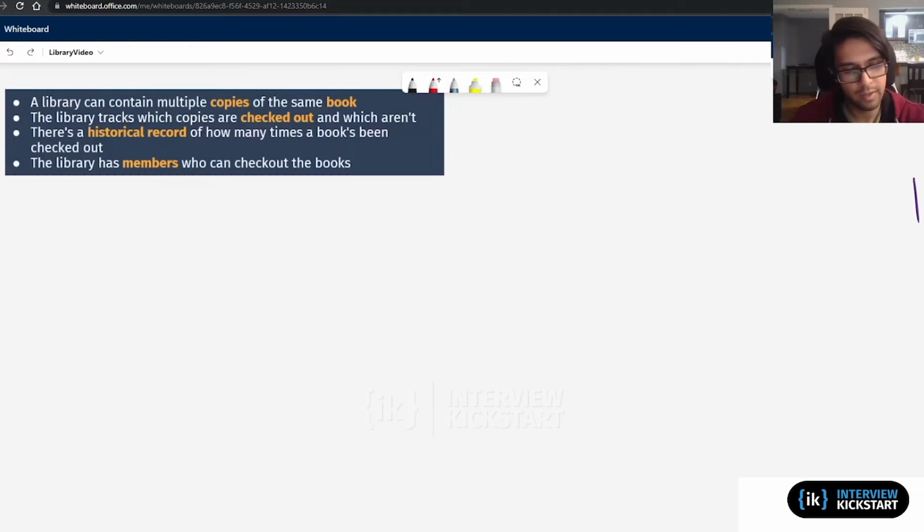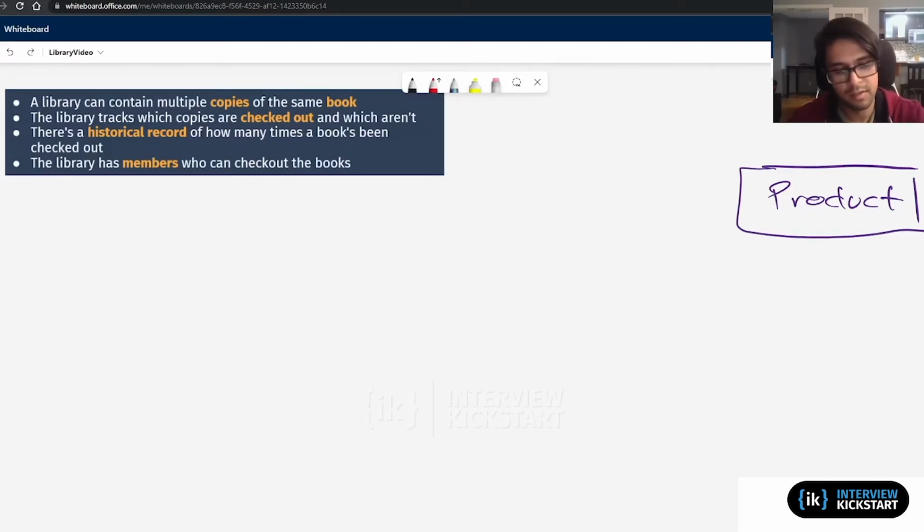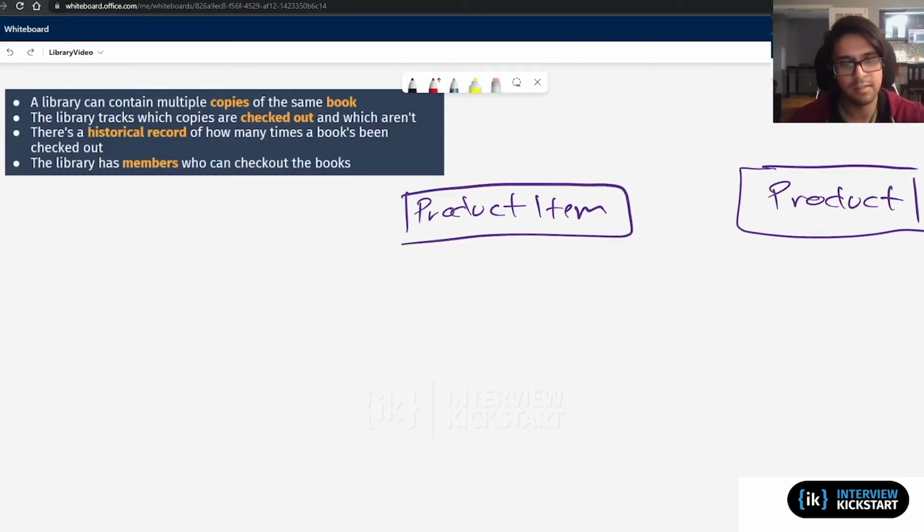So the way I would model this is, let's say we have one entity and we'll call it a product. Okay, so that's our product entity, and that will tell us what product we have. And then to track multiple instances, we'll have what's called a product item. And that's going to track the multiple instances of the book or magazine or whatever it is. And then we can do this right away: what do we think the relationship is going to be between them?